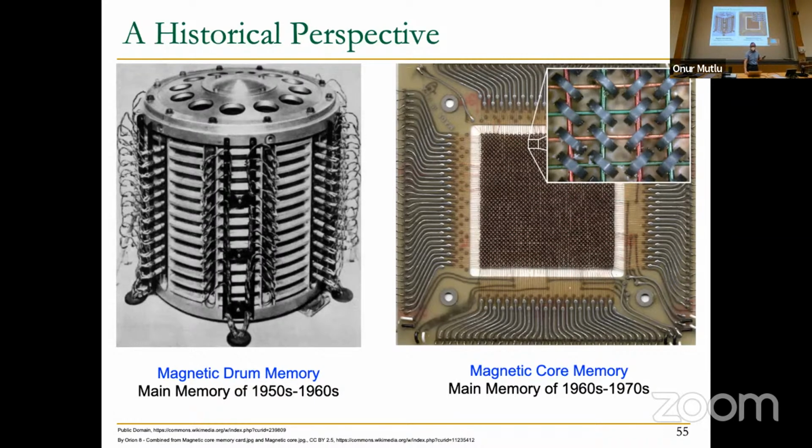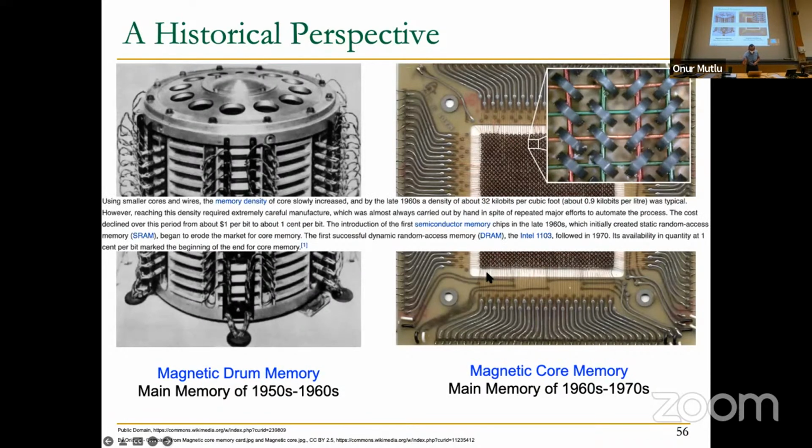But I think it's instructive to look at these pictures because these memories don't exist anymore. Why? Because they were replaced. And there's a good writing over here. You cannot read it probably. But cost was one of the reasons, and manufacturing was another. It was very difficult to manufacture these, and their costs were not as good. And when SRAM and DRAM were introduced, these semiconductor memories, in the late 1960s, they basically started to erode the market for core memory. So core memory replaced drum memory, and then SRAM and DRAM replaced core memory completely. And you can see that the first successful dynamic random access memory, the Intel 1103, followed in 1970.